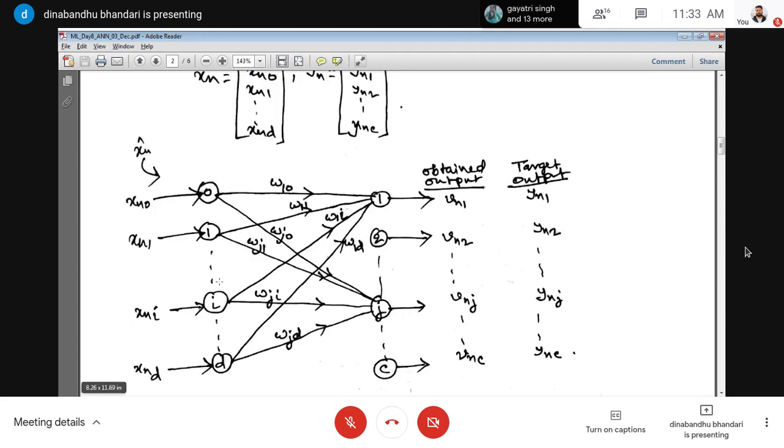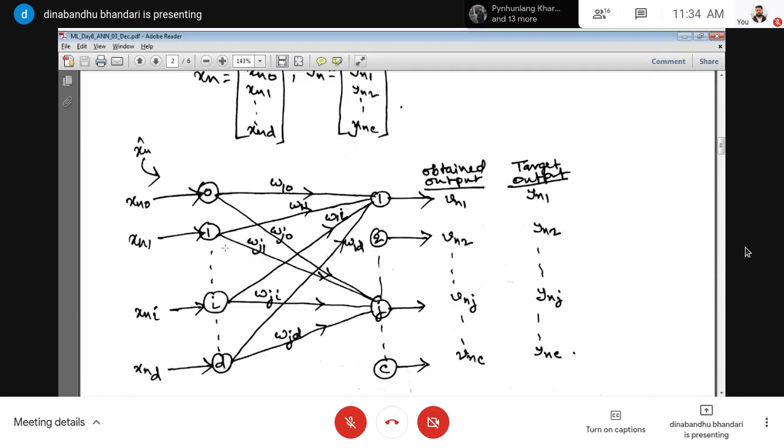Note that the nodes in a layer are not connected within the layer itself. That means nodes in the input layer are not connected to themselves. Nodes in the output layer are also not connected to themselves. So nodes of a layer are connected with all the nodes of the previous layer. The jth node will receive input from all these nodes in the input layer.